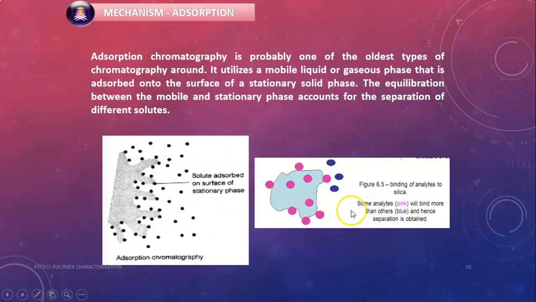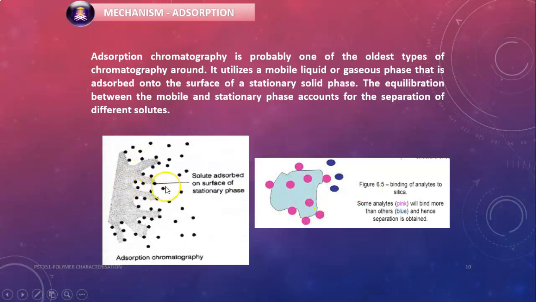Let's look at the mechanism in adsorption. Adsorption is probably one of the oldest types of chromatography around. It utilizes a mobile liquid or gaseous phase that is adsorbed onto the surface of a stationary solid phase. So adsorb here does not mean absorb. Absorb is like a syrup. Adsorb means that it sticks to the surface. The equilibration between the mobile phase and the stationary phase accounts for the separation of different solutes.